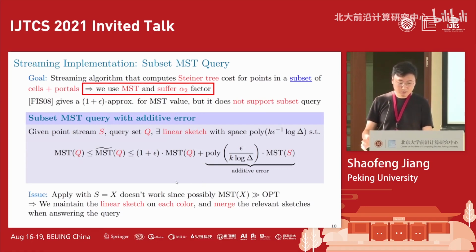So instead, we want to apply this theorem on each of the colors. Then when we want to answer a query, we combine these sketches for the colors together. By the way, here we require that our streaming algorithm is a linear sketch, and the advantage of this linear sketch is that it's mergeable. If you have a linear sketch for dataset A and a linear sketch for dataset B, then you can combine the linear sketches to answer the query for dataset A union B. So that's the idea here.